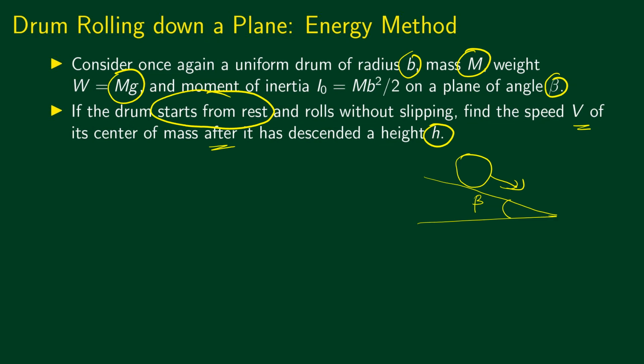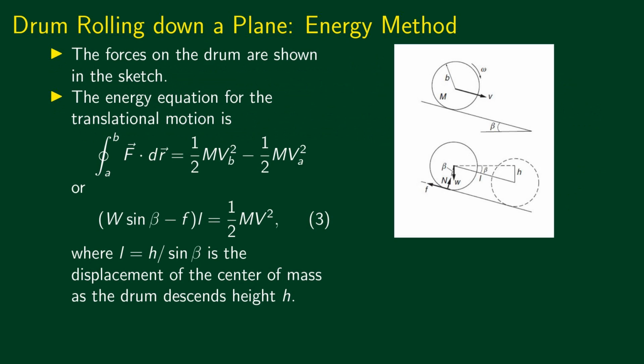Okay, after it has descended a height h. Let's say that it has reached here now. So the descended height is this. This is the initial height; initially it is on this line. Finally it has descended to this point. So this is the height that we need to calculate, and we'll do it using the work energy theorem.